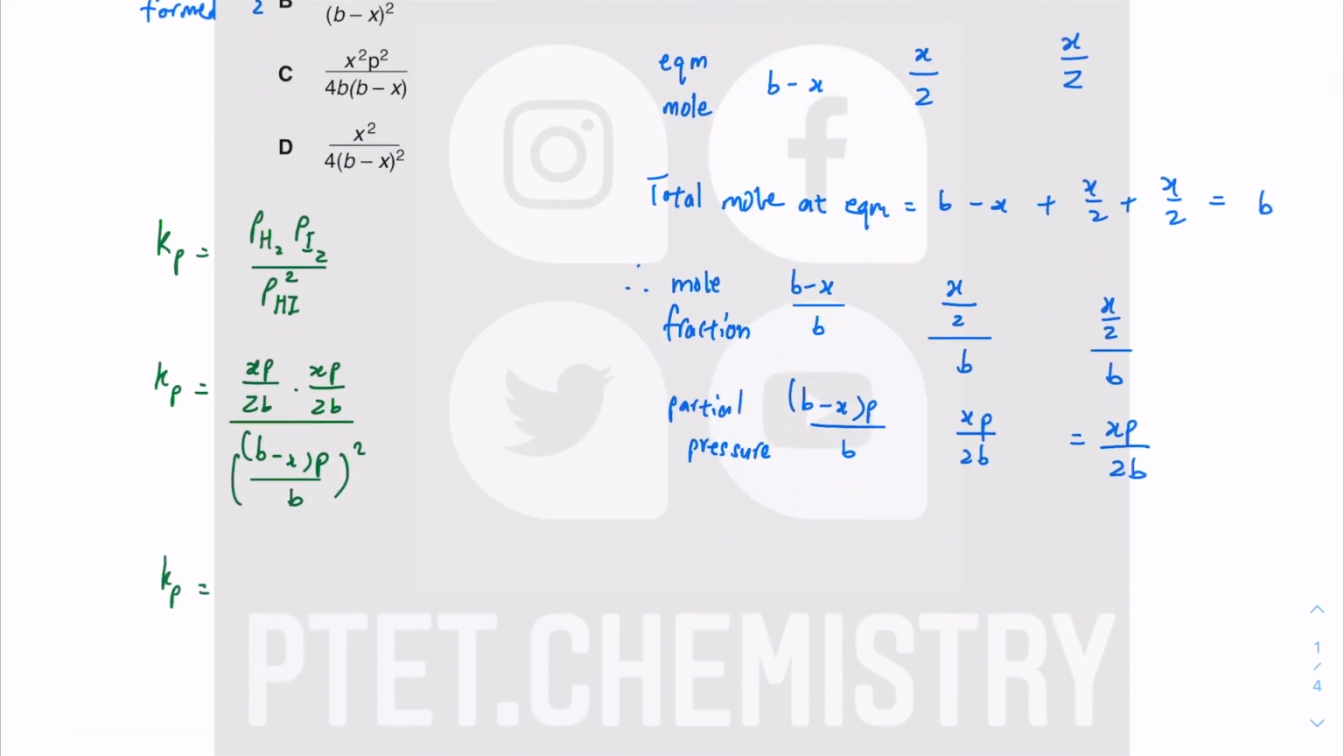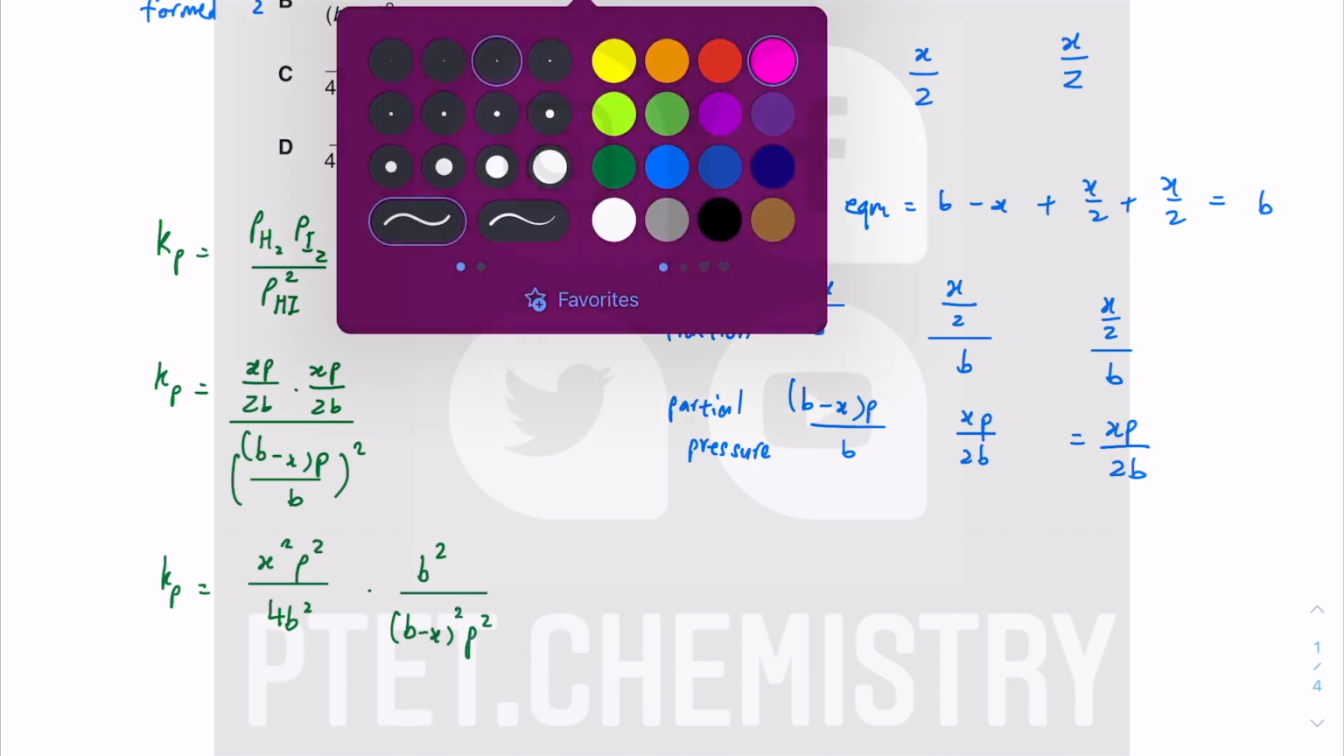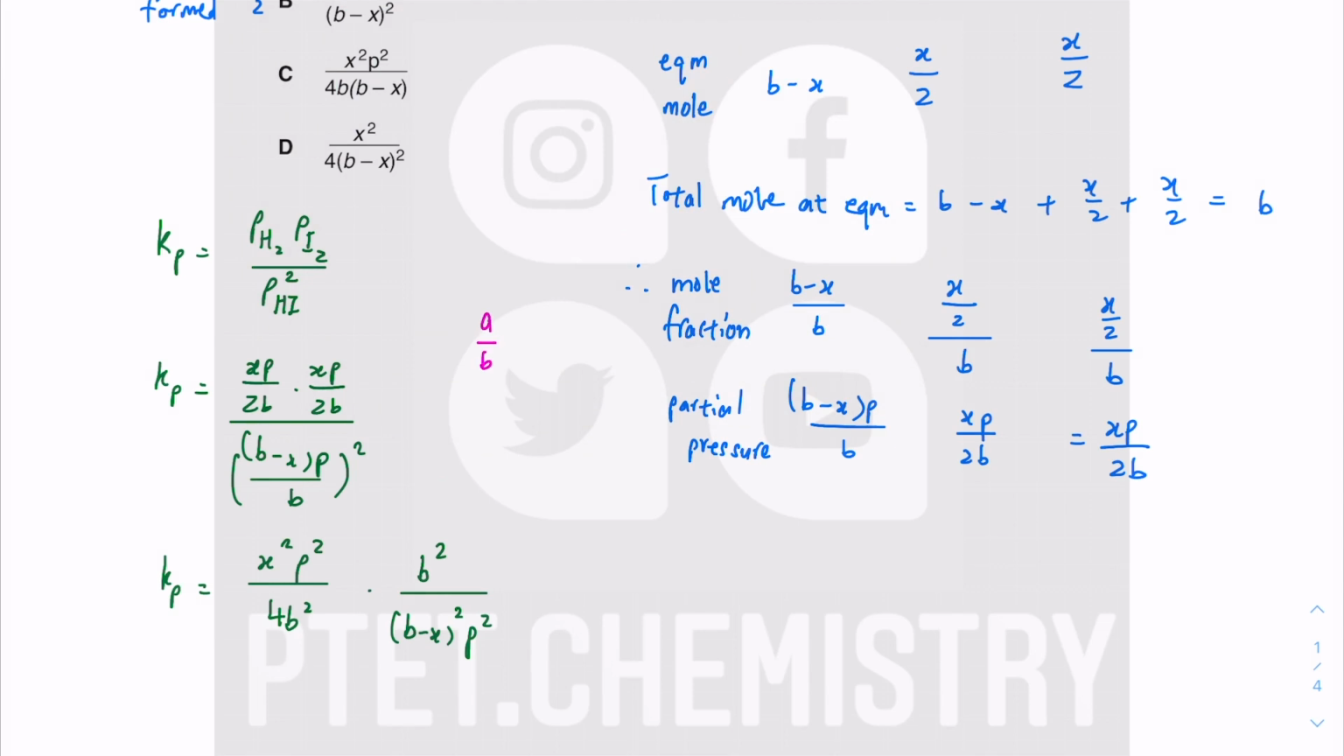If I just write down everything, there's X squared P squared over 4B squared, and then because you're dividing by a fraction, I'm just going to multiply, use a dot there. The B squared is going to come up, and then the B minus X squared, and then P squared. It's like when you are doing primary school mathematics, A over B divided by C over D is equal to A over B times D over C.